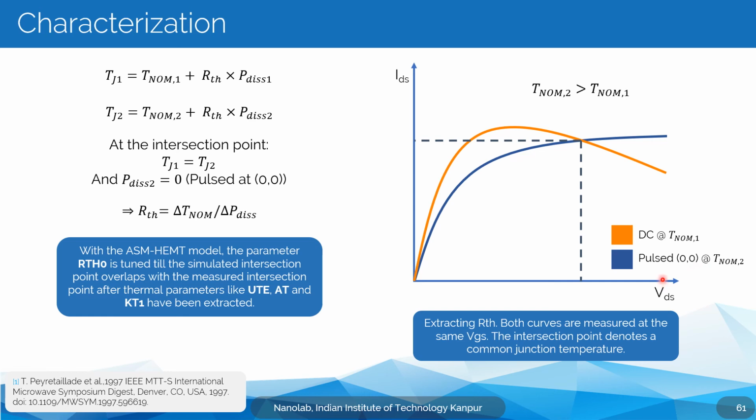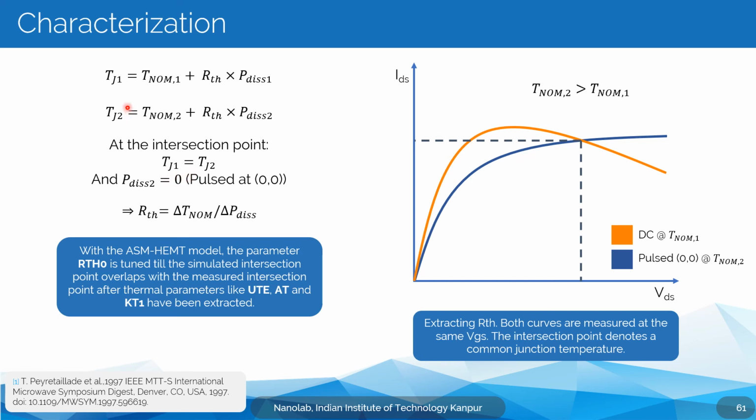Now, once you have these different temperature measurements, both DC and pulsed, you need to take a DC measurement at a low temperature and a pulsed measurement at a high temperature. So basically both of these will be at the same bias condition but at different temperatures. Both of them will have the same VG and the same VD, but the temperatures would be different, and you look for the intersection point of these two curves. Now at the intersection point, since the bias conditions are the same, the junction temperature will be the same, and that's what's going to be used to extract the thermal resistance.